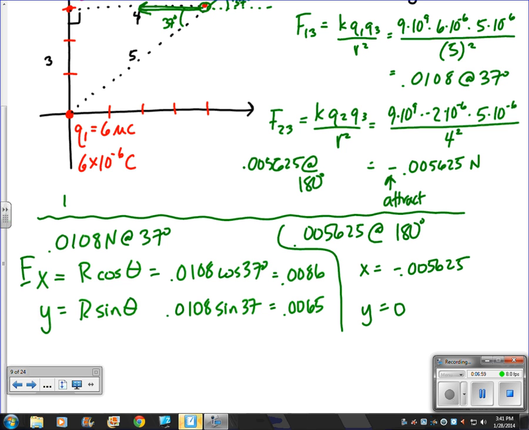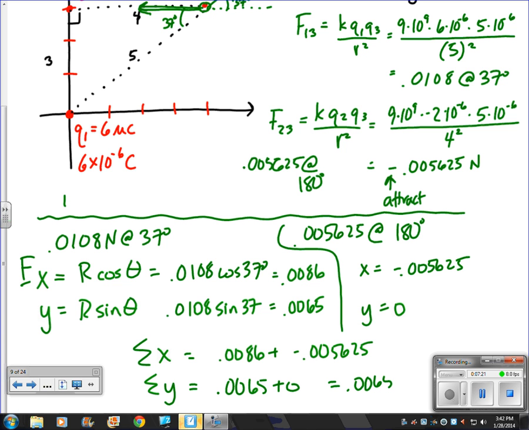My next step is to sum the x and y components. So 0.0086 plus -0.005625. And then for my y's, 0.0065 and 0. That one's relatively easy. And my top value, 0.0086 minus 0.005625, is 0.002975.